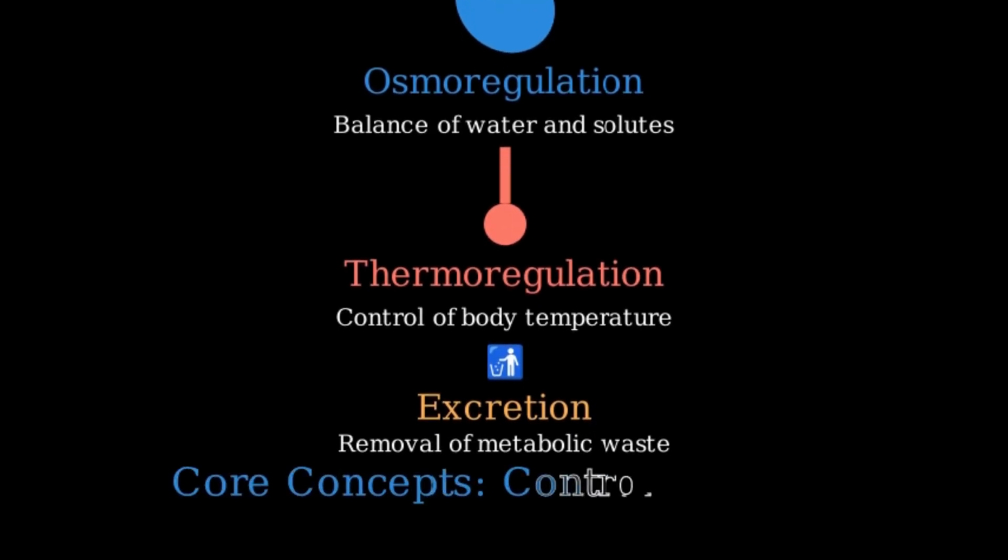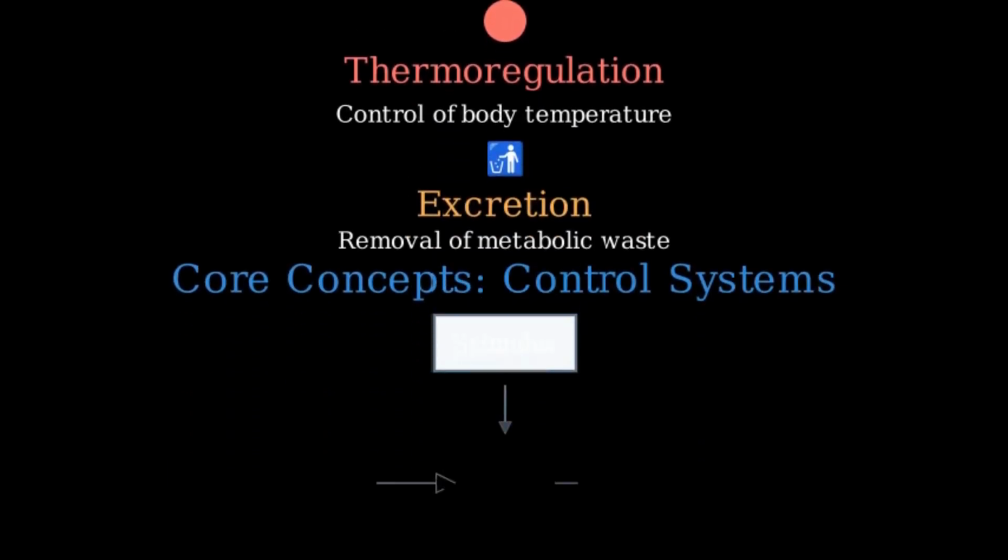Every homeostatic mechanism operates like a control system with three core components. 1. Receptor. This is the sensor. It detects a change or stimulus in the internal environment. For example, thermoreceptors in your skin detect a drop in temperature.